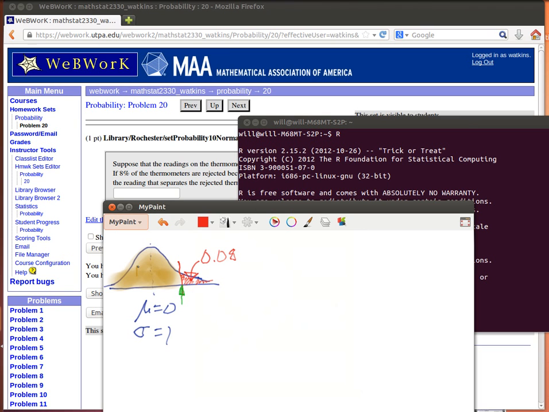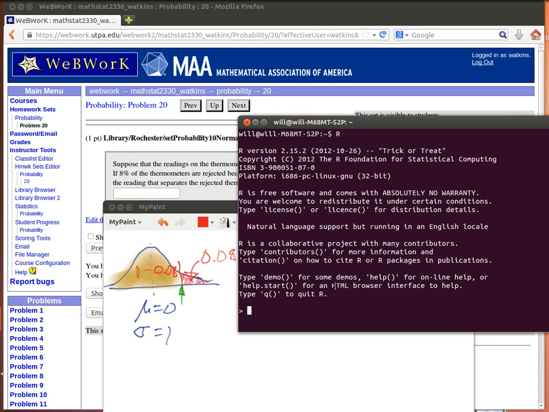minus 0.08. I believe that that amount is 0.92. 1 minus 0.08. Okay, now we can do that in R. We can just ask for the qnorm. Tell us the quantile in a normal distribution where the area to the left is 1 minus 0.08. Now, I could have written 0.92 there, of course, but I might as well let R do the calculation for me. With a mean of 0 and a standard deviation of 1.